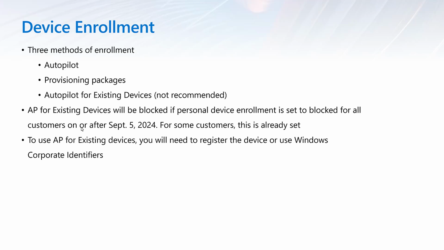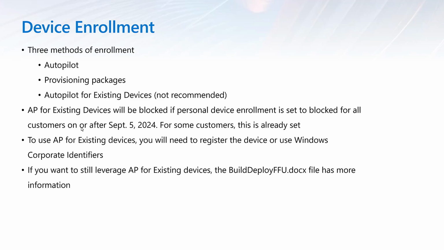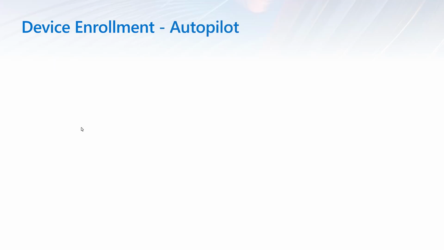This does not require the Autopilot hardware hash, but you can use that as well. If you register a device as an Autopilot device with the hardware hash information, whether you do that or your partner does that, your OEM does that, then you could still use AP for existing devices, and those devices will come in as corporate enrolled. Now, if you still want to leverage AP for existing devices, the build deploy FFU.doc, that file has more information on how to do this. I'm not spending any time in this presentation explaining how to actually do this.